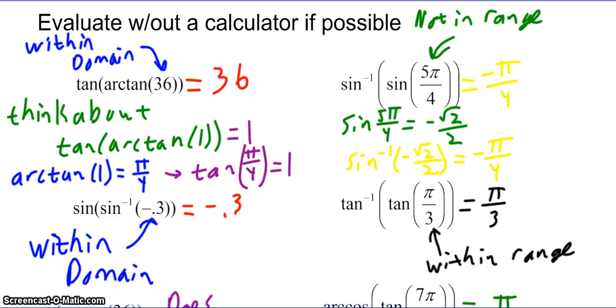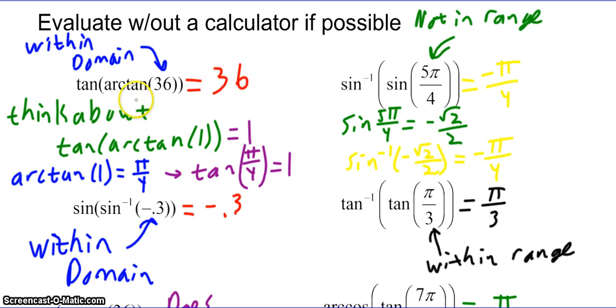Okay. So if we look at the first one here, the tangent of the arctangent of 36, well, the first thing I want to ask myself is, is 36 within the domain of the arctangent function? If it's not, then I don't have an answer. So this is, because the domain of the arctangent function is all real numbers from negative infinity to infinity. So what is the tangent of the arctangent of 36? Well, I don't know what the value of the arctangent of 36 is off the top of my head, but I know that the tangent of that is going to also be 36.